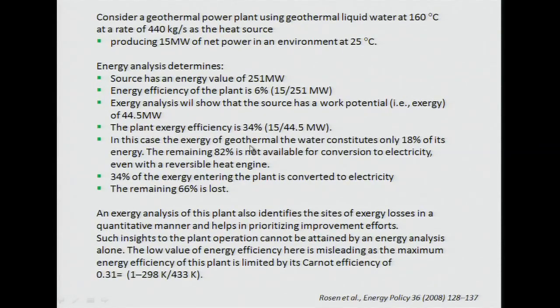And so it looks like the exergy of the available water is only 18% of its energy, right? First off, the remaining 82% is not available for conversion. And then 34% of the available energy, or exergy if you like, in the plant is actually converted to power. So 66% is lost. So now if I'm able to break down and understand why a certain amount of that energy wasn't available, and I see where the exergy is being lost, maybe I can modify my process.